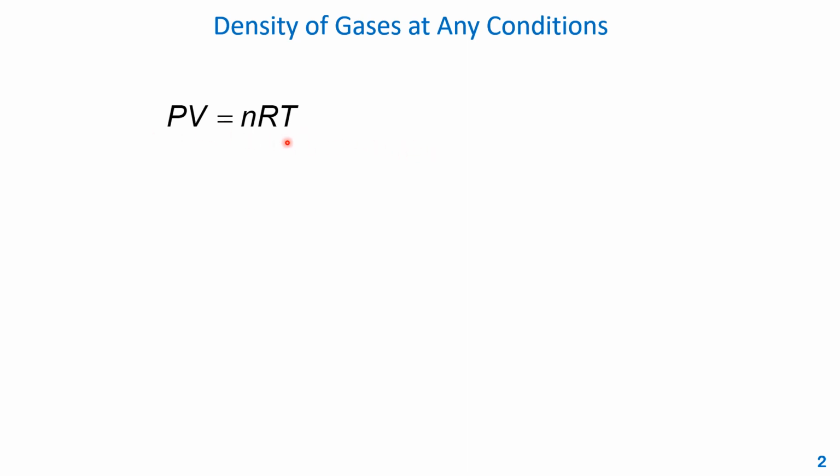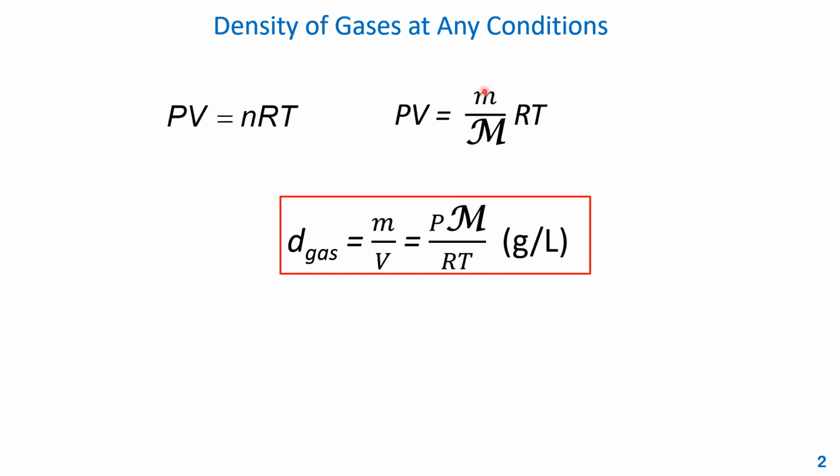Based on this ideal gas law, the moles is actually the mass divided by the molar mass. And then we can rearrange this equation. Mass divided by volume, m over V, is density. And that equals pressure times molar mass divided by RT. So that is a general formula to calculate the density of a gas at any conditions.